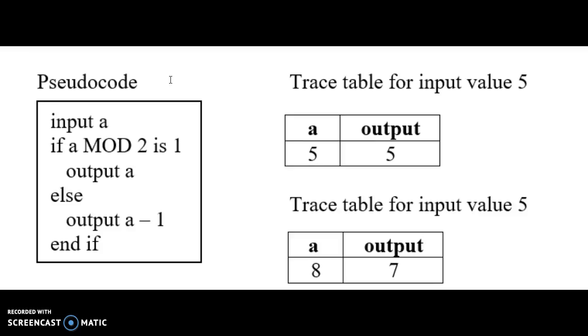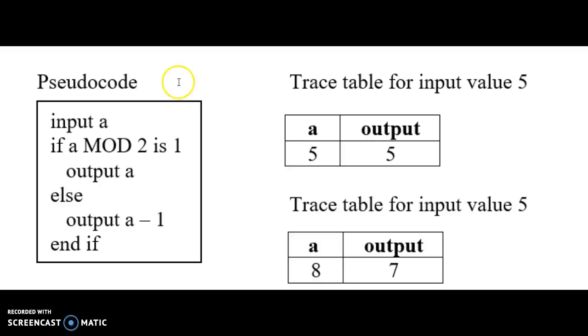A trace table is used to help to work out what pseudocode does, and usually consists of having columns that have a value which can be changed by the pseudocode. These are usually variables, and often a column for whatever is output, displayed, printed, whatever that may be.